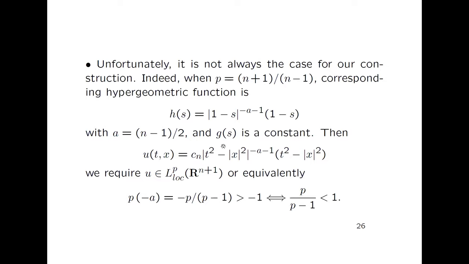In this case, this is our tentative solution, but it does not belong to L^p. That means the p-th power of this function is not a distribution. Because we can easily calculate when it is integrable, it belongs to L^p local if this inequality is true, but it always fails because p over p minus one is always greater than one. That means if p has this power nonlinearity, then our construction is out of the category of distributions.